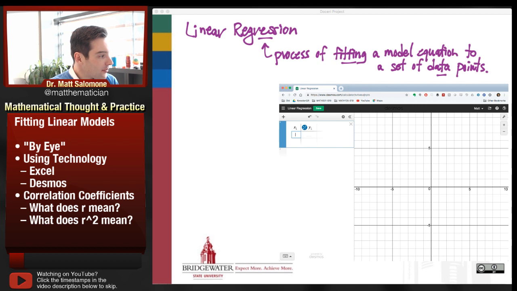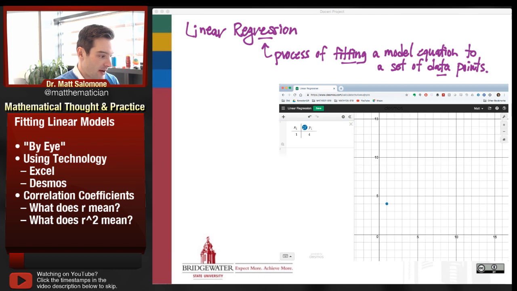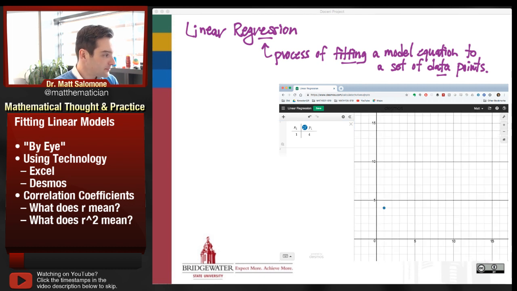Okay, so the idea behind linear regression is we're going to have a set of data points. Let me just put the data points right here onto my graph paper real quick. So maybe I've got one at (1, 4), another one at (5, 9), and then I have another one at (9, 13).